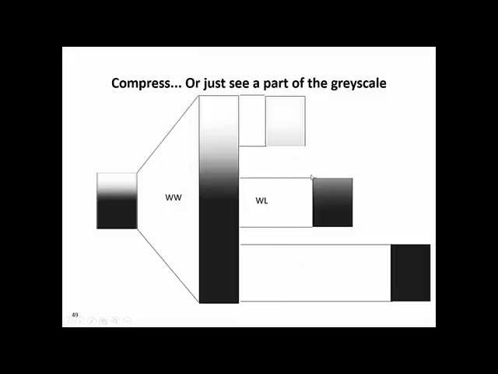So we can move the window from here to there or to here, and we would only see always a small portion of the gray levels in full beauty. Or we could compress and really not use a lot of gray levels. This would be called compression or having a low contrast in the image. This happens also in photography.